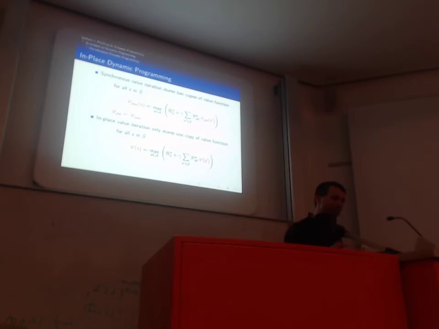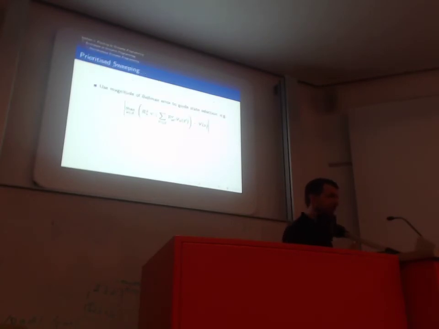Okay, so ordering can matter. It's a big question what the order should be. So the next idea is, how should we order states? How do we figure out automatically which states we should update more? The idea of prioritized sweeping is to use the magnitude of the errors that we're seeing to guide the choice of which state to choose next.